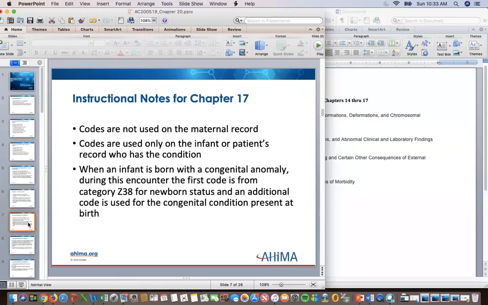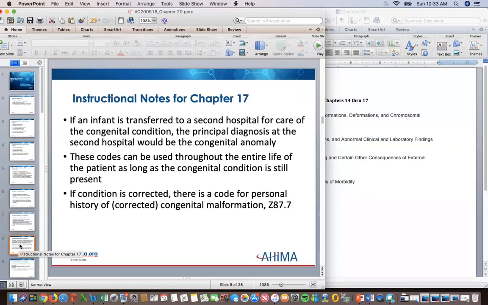When an infant is born with a congenital anomaly during this encounter, the first code is from category Z38 for newborn status, and an additional code is used for the congenital condition present at birth, which you learned in a previous chapter when we went over the babies, coding out the babies' charts. Always have that Z38 code.